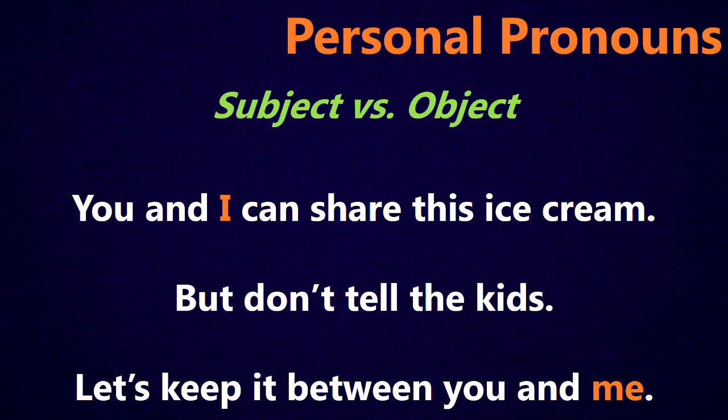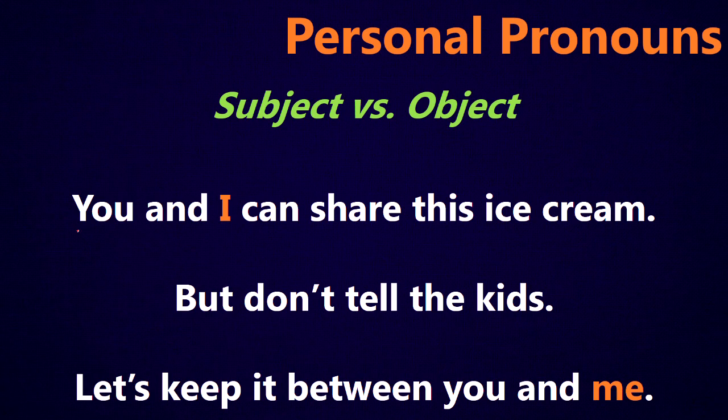Now, here's one that gets confused a lot, especially by native speakers. When we have somebody else with I, we have you and I, or we can have you and me. So which one is it? Is it you and I, or is it you and me? Well, it all depends on where it's at in the sentence. It's not that you and I sounds better. It just depends on where it is.